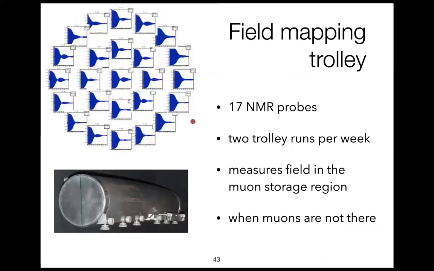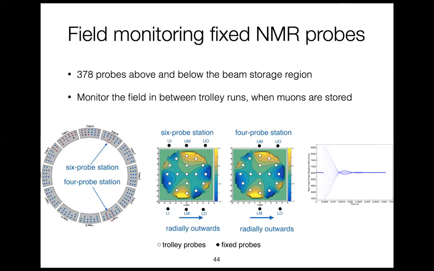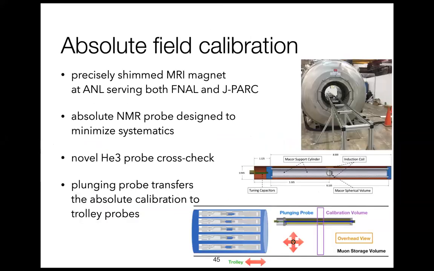We use a trolley. The trolley is a device that runs around the ring and measures the field at the same region where the muons are stored. The only problem is the trolley cannot run there when the muons are there. And that's why we have a set of fixed NMR probes above and below the storage region. That's how we propagate the trolley measurements between the trolley runs, how we interpolate the field changes when the trolley cannot be there.